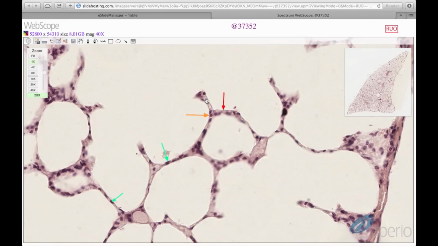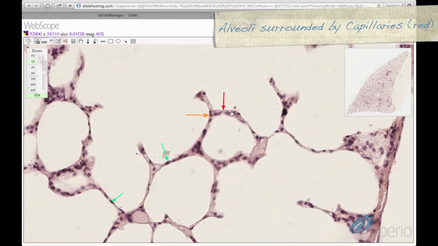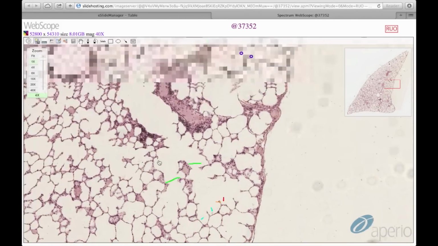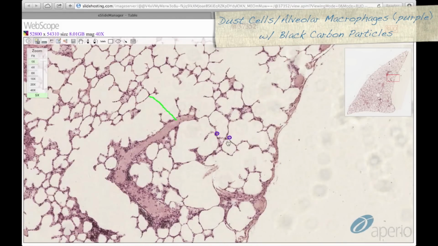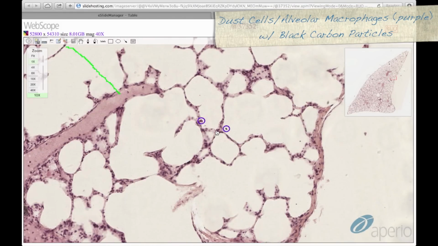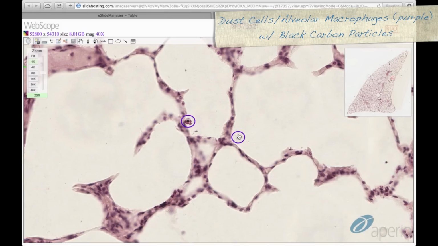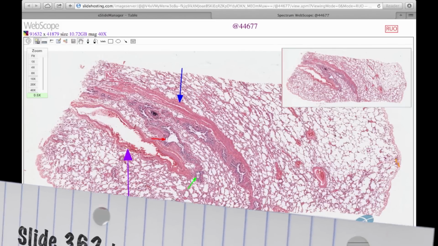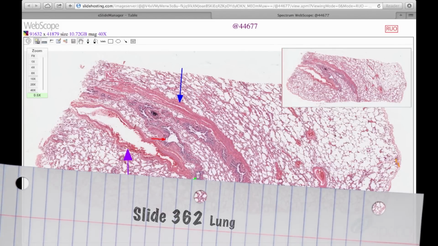Alveoli are surrounded by an abundant network of capillaries, allowing for efficient gas exchange. A capillary can be seen at the tip of the red arrow. Lastly, we've got a couple of dust cells, also known as alveolar macrophages, with their black carbon particulates circled in purple. This is slide 362, which is yet another cross-section of a lung stained with H&E.